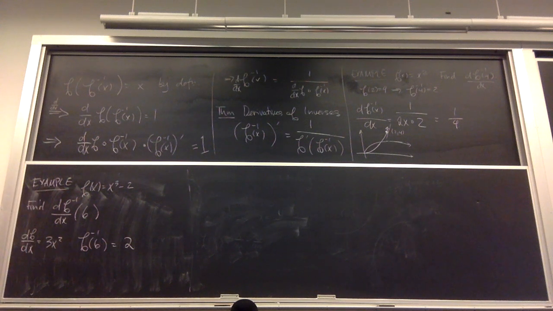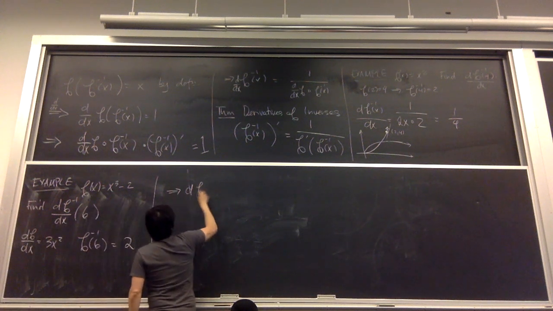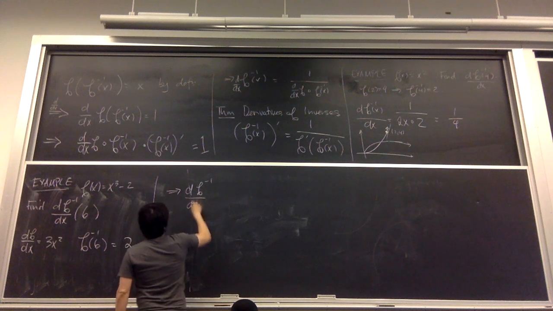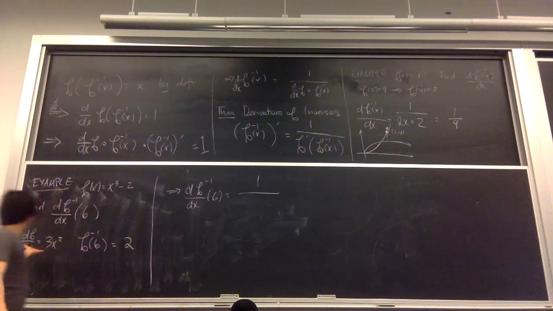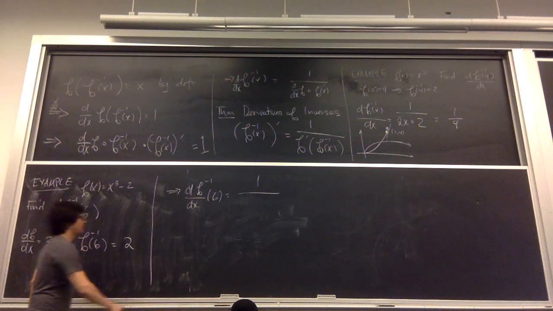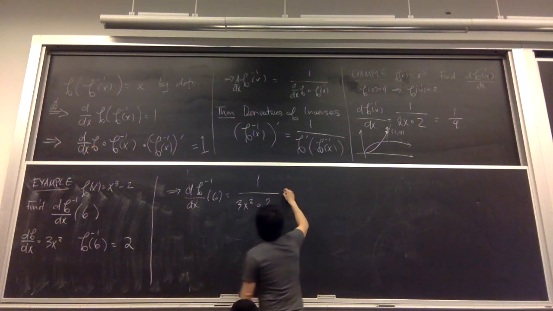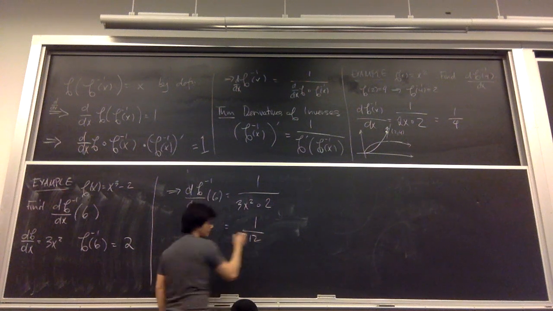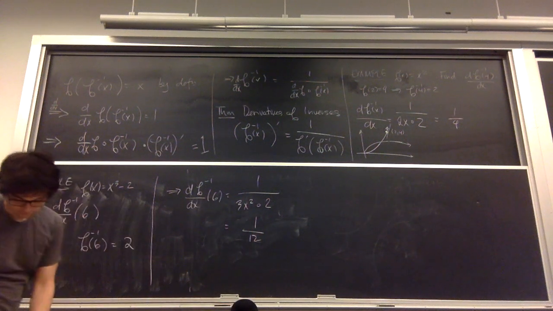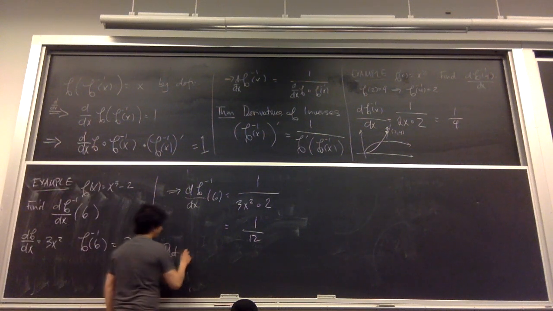Okay, so what other pieces do we need? If I just want to do this, then all that's required is to plop it into the equation. The derivative of the inverse at 6 is equal to 1 over f prime at this number. So it's 1 over 3x squared at 2, which is 1 over 12. Okay, and I want you to plot this with Desmos, just to confirm it.